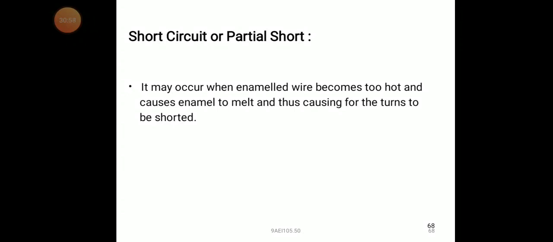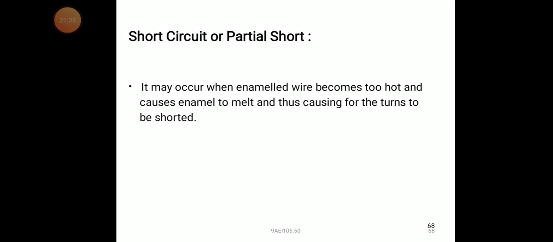But whenever more heat or a higher temperature is applied, the enamel may melt. Whenever this enamel melts, the first turn touches another turn. So when the two copper turns touch, it becomes a short circuit. Whenever turns are short circuited, automatically the device may burn or get damaged. The device becomes a damaged device.